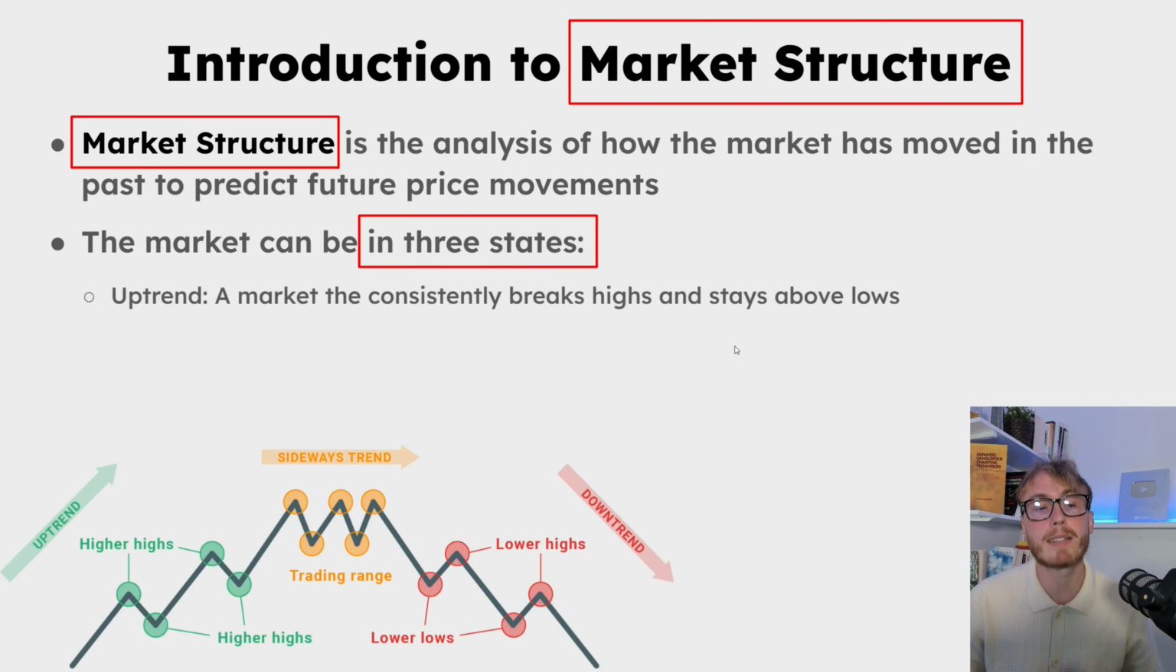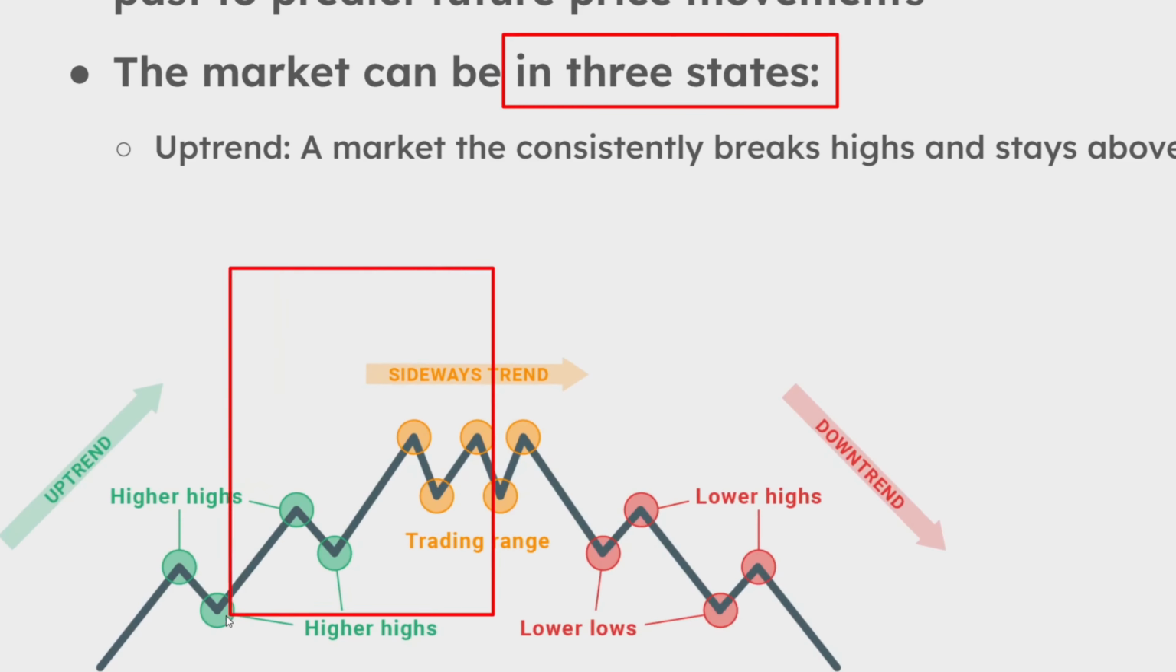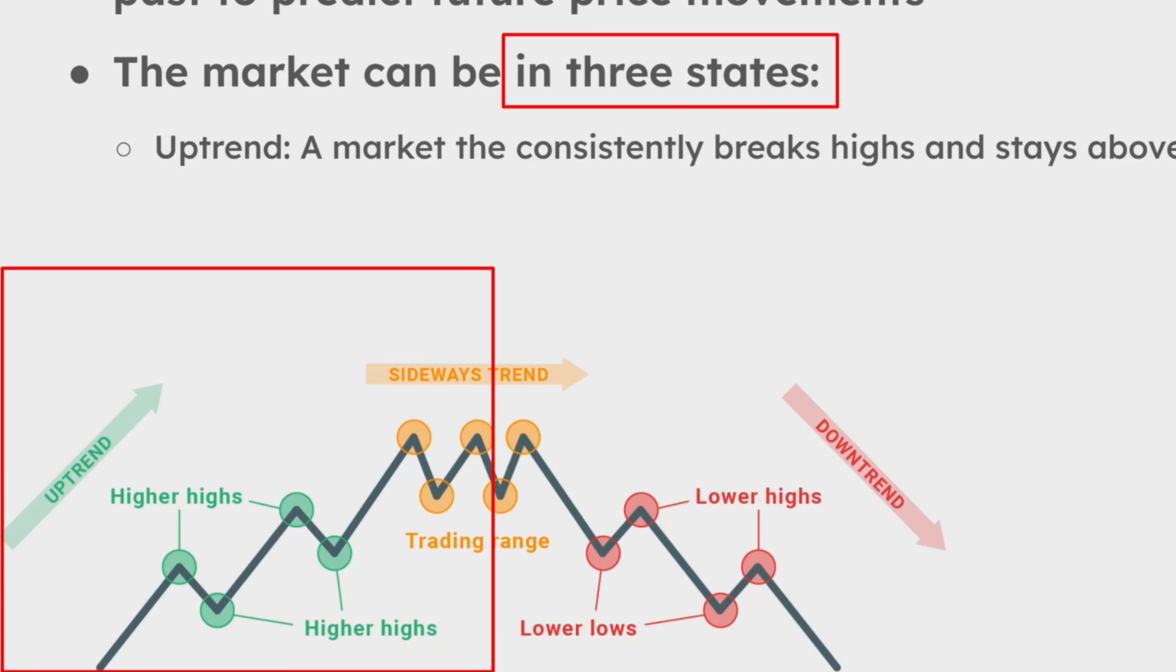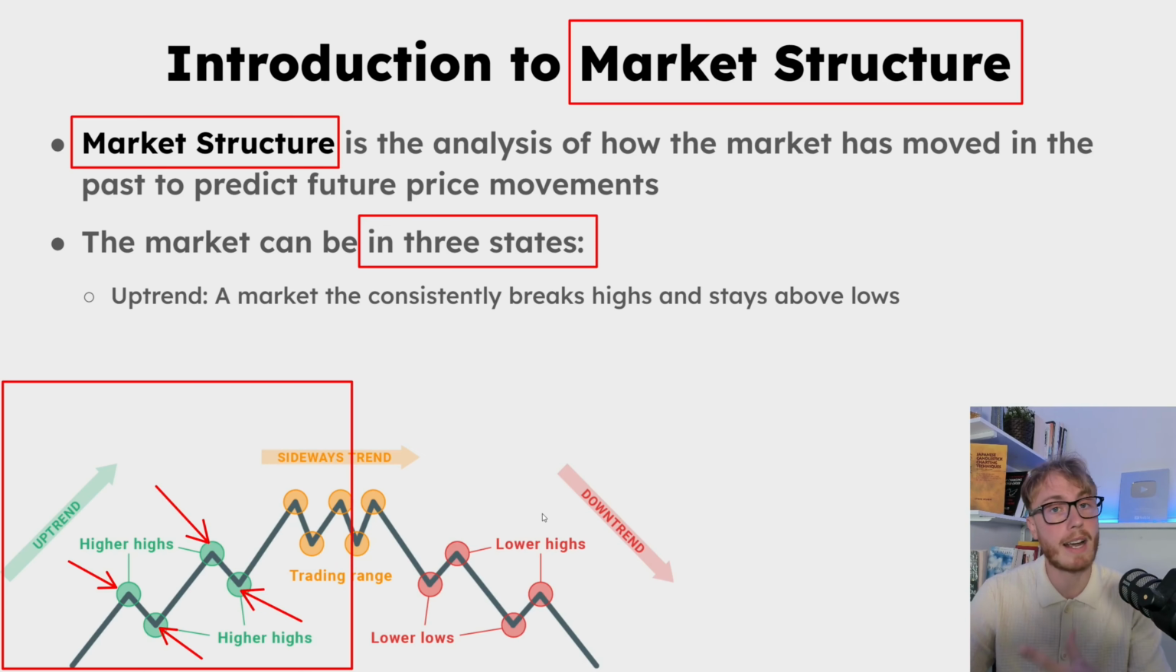The first market state is the uptrend. And we know that the market is in an uptrend if the market consistently breaks higher highs while at the same time printing higher lows. So if you take a look right here, we can see an example of an uptrend. You can see that the market here is both printing consecutive higher highs while at the same time printing consecutive higher lows. As long as the market keeps on printing higher highs and higher lows, we are in an uptrend. And very soon we will dive deeper into analyzing uptrends, but so far this is all you need to know.